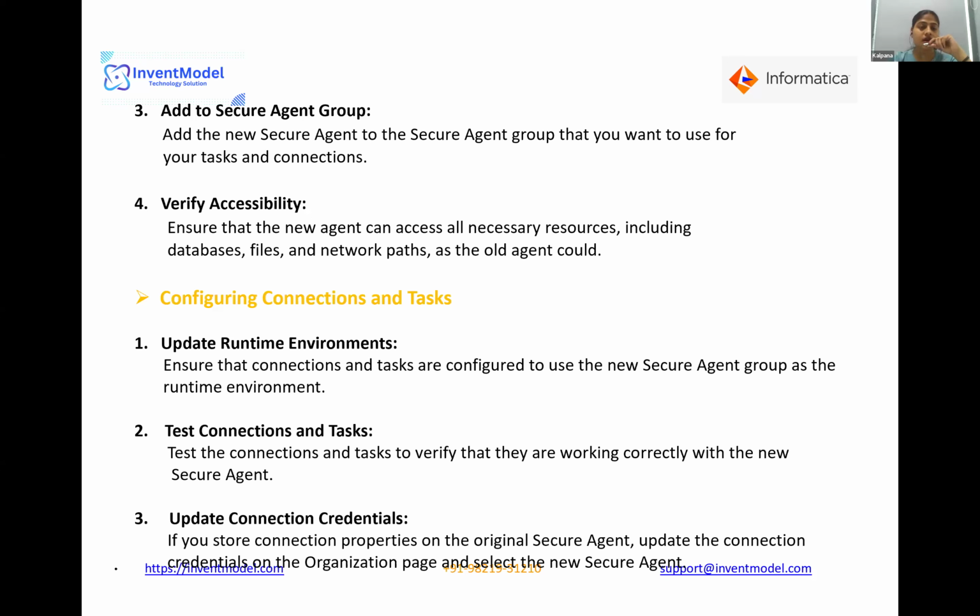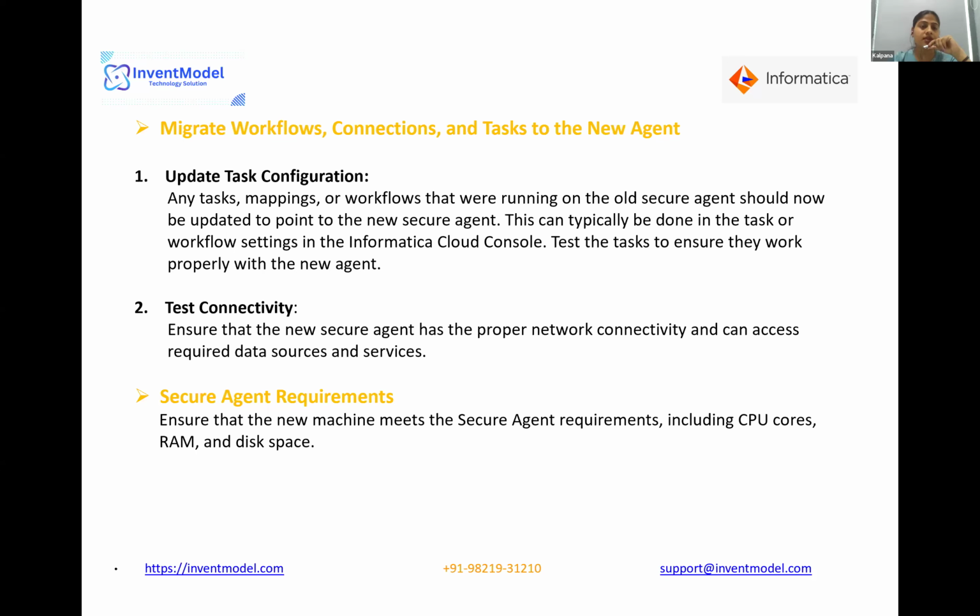Now we have the third step, which is how we migrate workflows, connections, and tasks to the new agent. For that, we have two points. First, we have to update the task configuration, and second, we have to test the connectivity. So first, any task, mapping or workflows that were running on the old secure agent should now be updated to point to the new secure agent. This can typically be done in the task or workflow settings in the Informatica Cloud Console. Then test the task to ensure that it works properly with the new agent. So this is the simple step to update the configuration.